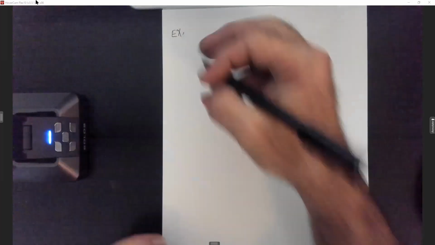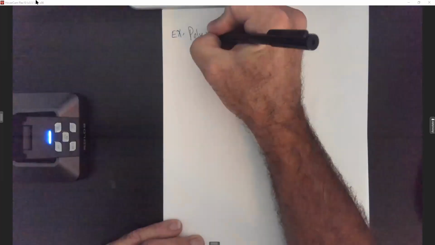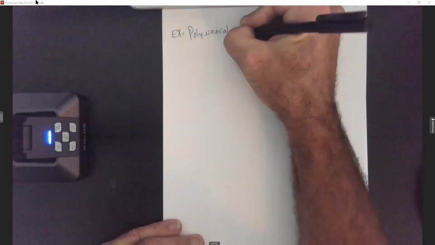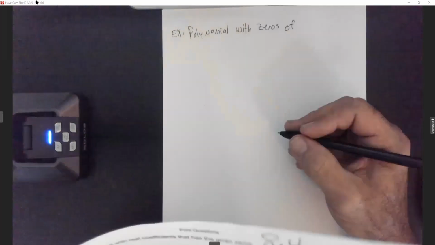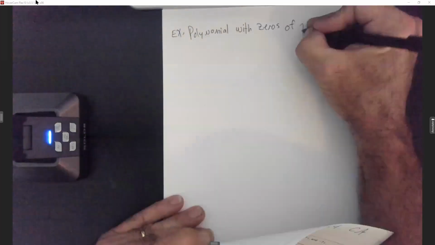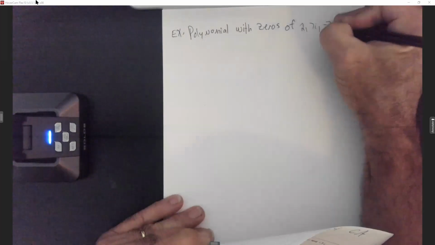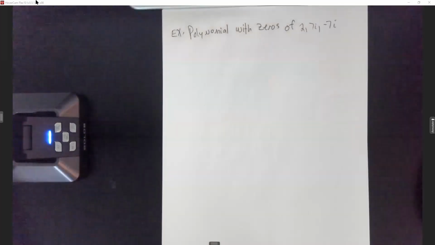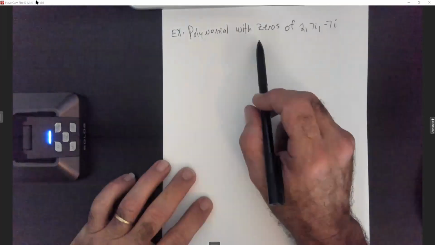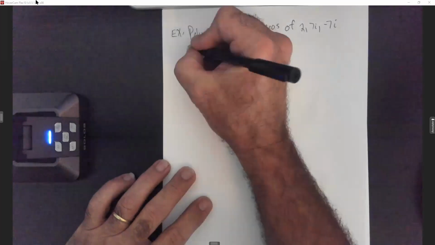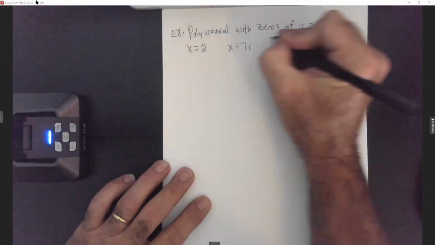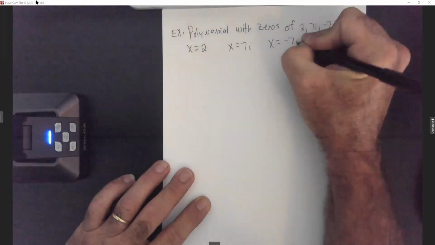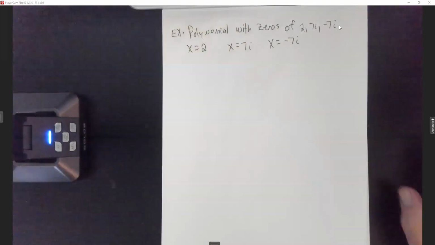Find a polynomial. So we want a polynomial with zeros of 2, 7i, negative 7i. So we know that since these are zeros, they're also solutions. So x equals 2, x equals 7i, x equals negative 7i.